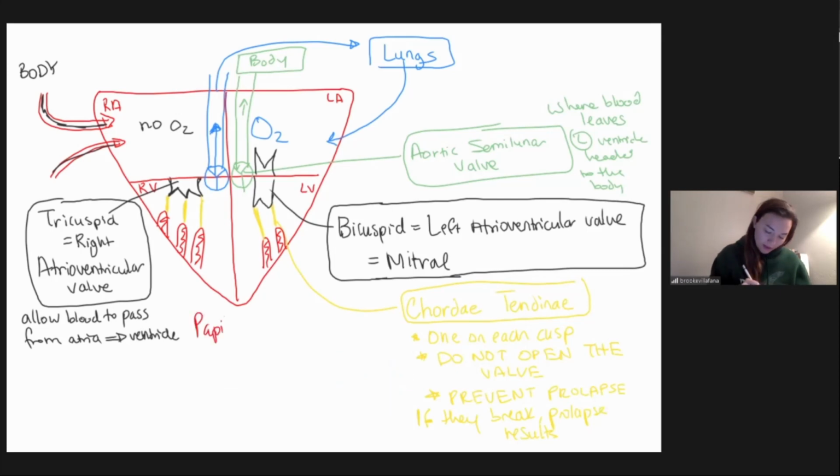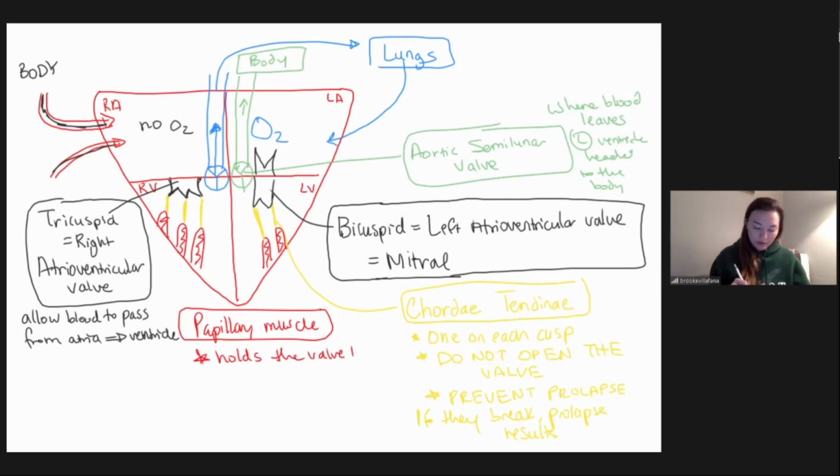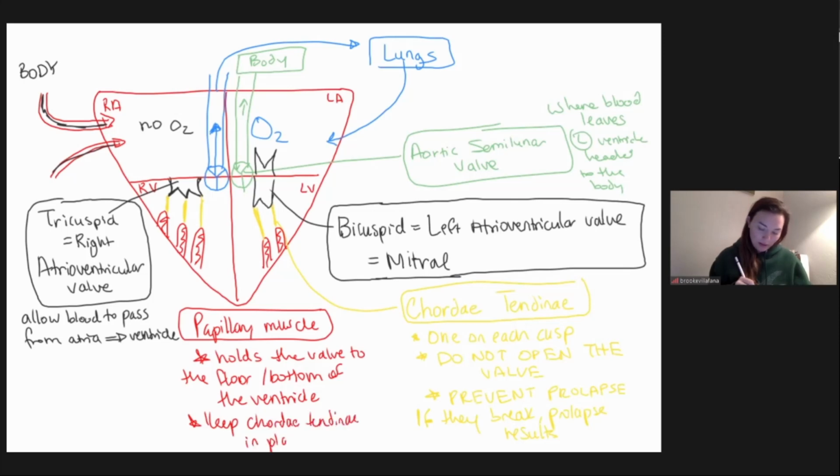So the papillary muscle does not function in any way to prevent prolapse, right? We just said that the chordae tendineae are the ones that prevent prolapse. These papillary muscles hold the valve to the floor or the bottom of the ventricle. So they're there to keep the chordae tendineae in place. Does that make sense? That's the function of the papillary muscle: keep chordae tendineae in place. Okay. All right.